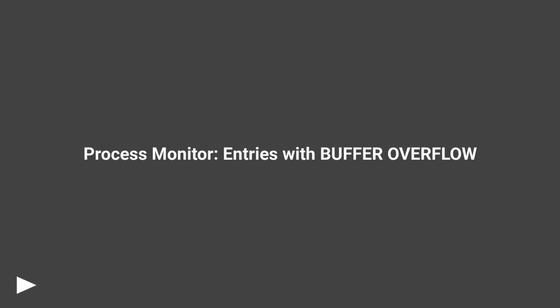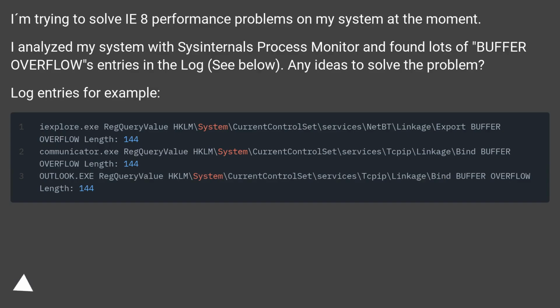Process Monitor entries with buffer overflow. I'm trying to solve EA8 performance problems on my system at the moment. I analyzed my system with Sysinternals Process Monitor and found lots of buffer overflow entries in the log, see below. Any ideas to solve the problem? Log entries, for example.